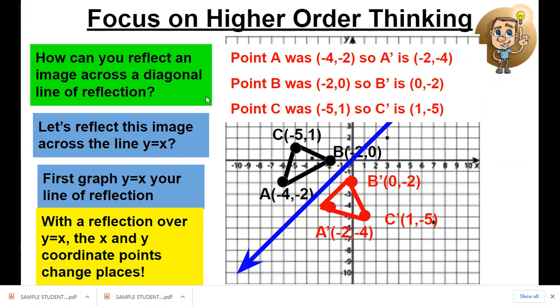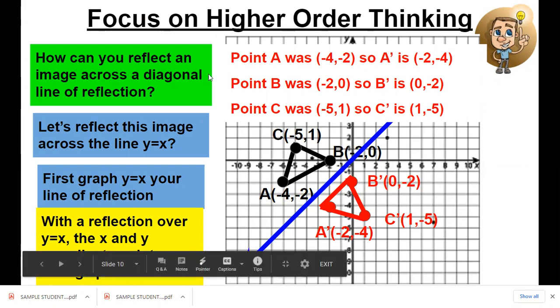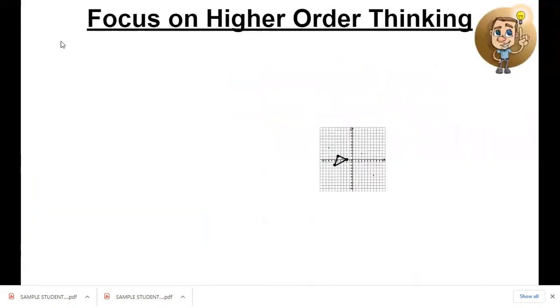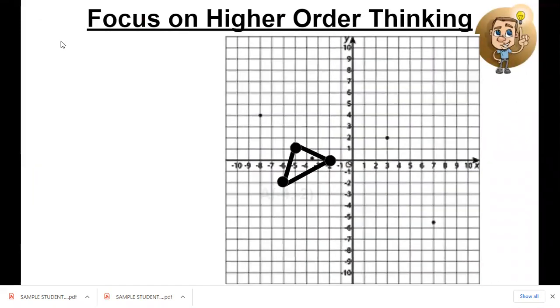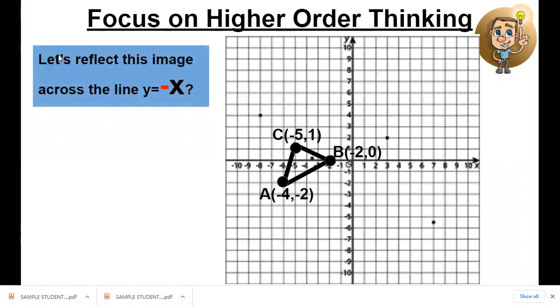So you can do diagonal reflections. Just remember the key points of how to do that. Let's take a look at one more. Okay, same shape, but this time, put our points in there. This time, let's reflect it over y equals -x. How do you do that?